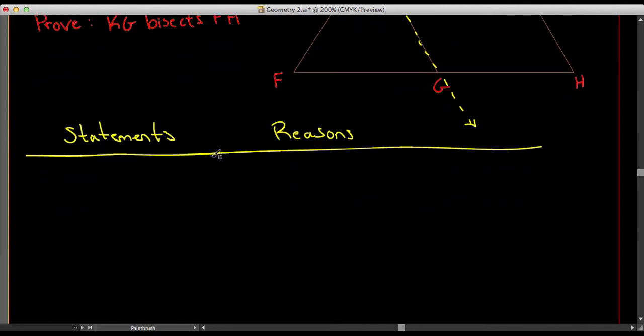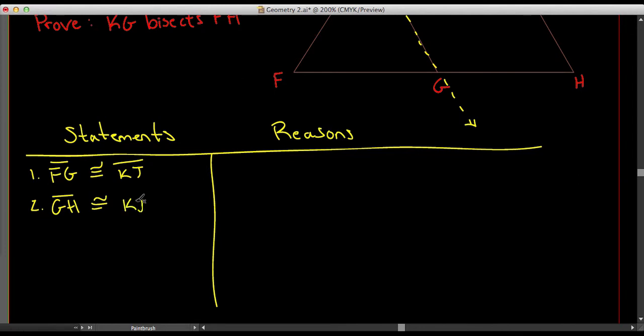So we'll go down to our table. We'll make some statements and reasons. We'll start with our given information. We're given that FG, the line segment FG, is congruent to KJ. Okay, that's given. And then our second piece of given information is that GH, the line segment, is congruent to KJ. Okay, so this is given, and this is given.